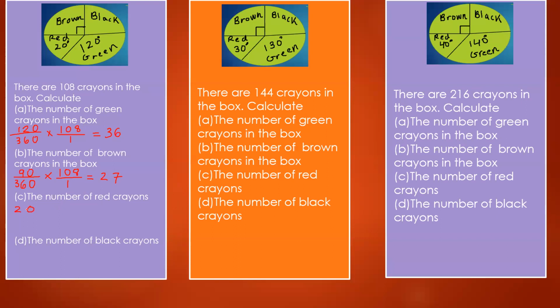Divine, what's the final answer? 27. Very good. For C, what do we do? You do 20, and that's the number of red crayons over 360. Do the zeros, times that by 108 over 1, and that'll be 2 over 36 times 36 over 1.